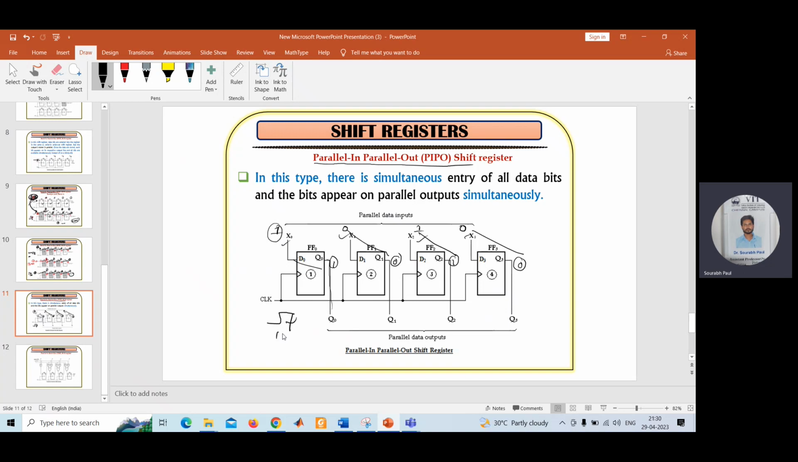Means after applying the first clock, this is well known to everyone. Okay. After applying the first clock, this 1 you will get here. This 0 you will get here. This 1 will get here. This 0 will get here in the output. This is the principle of D flip flop. Okay. So this is the working principle of parallel in parallel out. Okay. I think this will be clear to everyone.